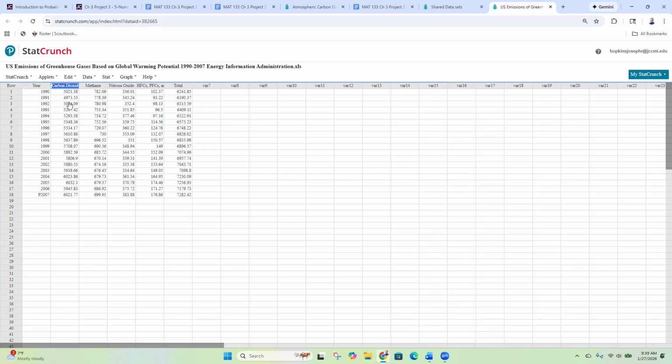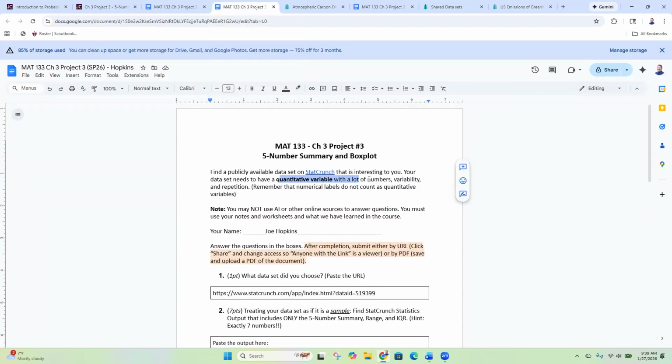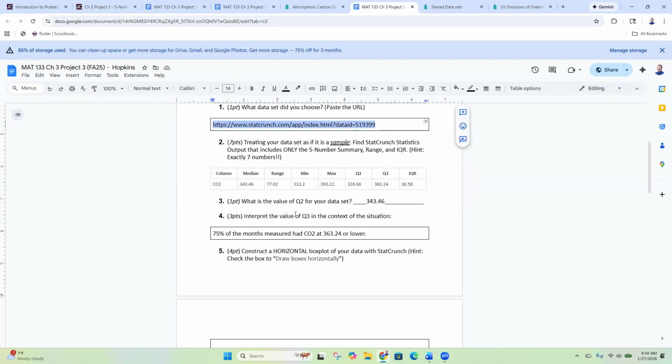As it said in the project, you want to have a quantitative variable with lots of numbers, variability, and repetition. So you probably need at least 50 numbers, because remember what the 5-number summary is. It finds the middle number, and then the first and third quartiles. There's not much difference from here to here, there's only 3 rows. But no, you'll need one column of numbers.